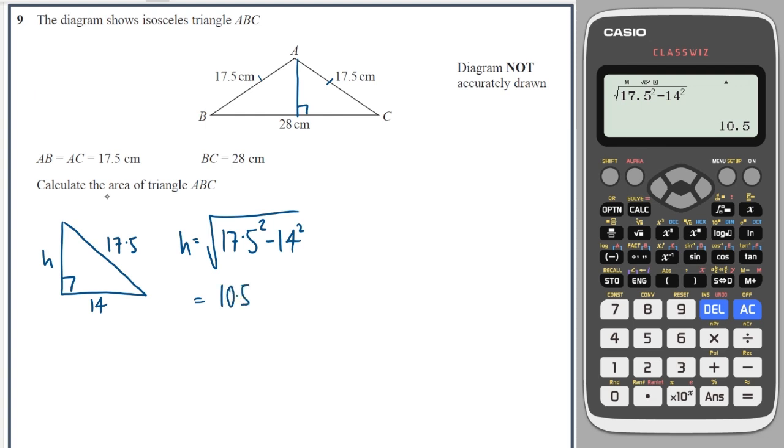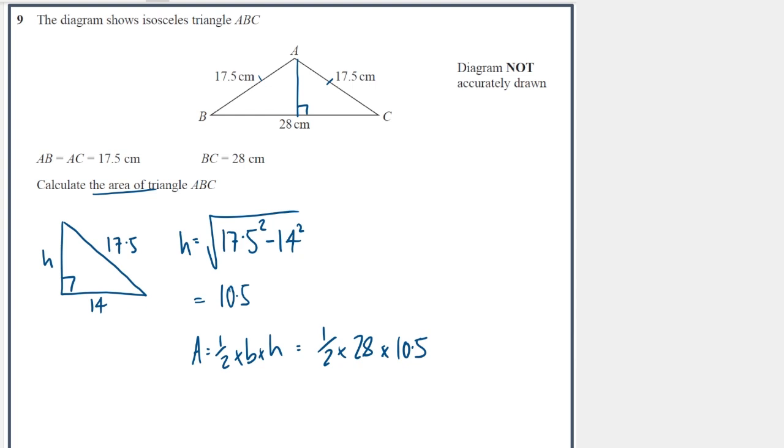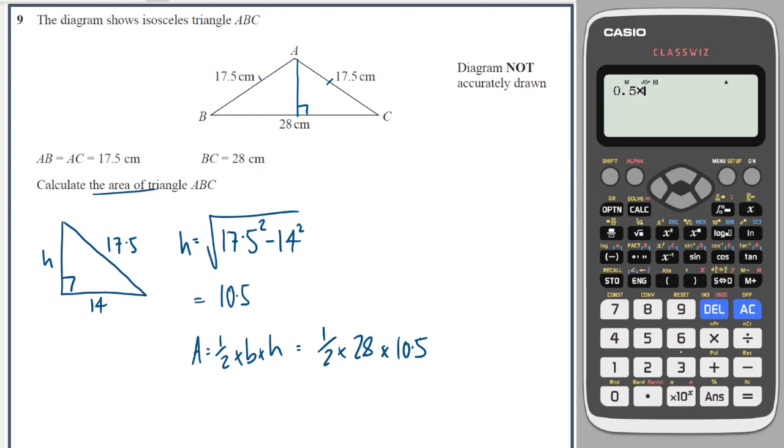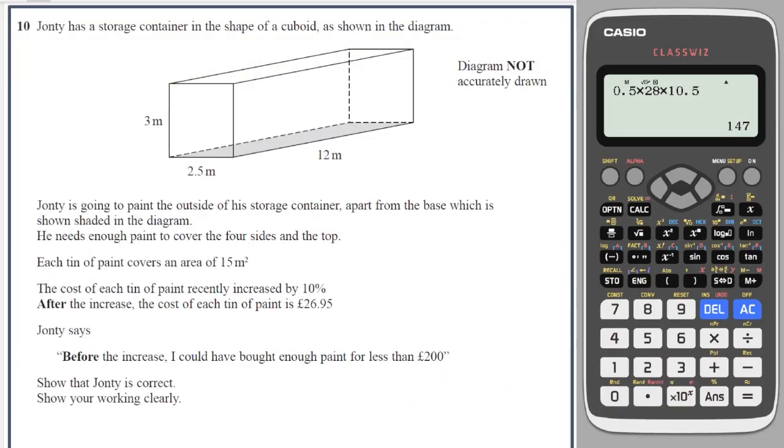So therefore the area of the triangle is a half times base times height, which is a half times 28 times 10.5. So I do 0.5 times 28 times 10.5 and I get 147 exactly. And that's good because it doesn't ask me to round to three significant figures, so I feel like that is a very good answer. Okay, question 10.